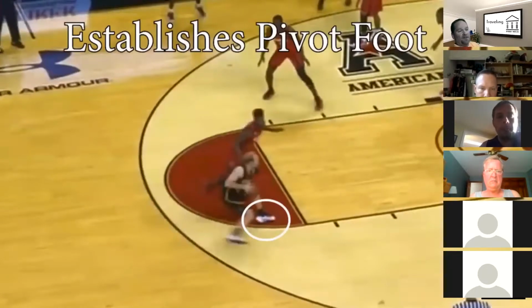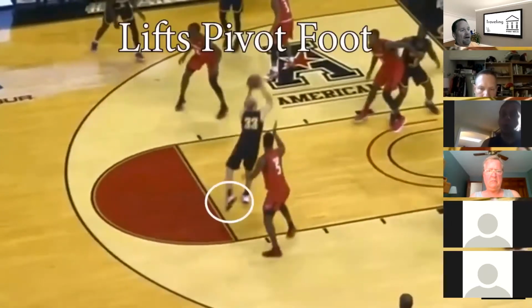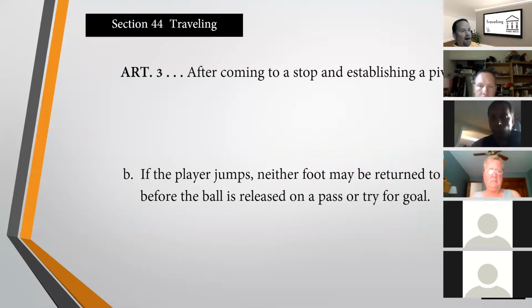Okay, he's established his pivot foot, right? 1 foot on the floor. He's actually pivoting pretty well, and he picks it up. Traveling or not? No. Layup. Yeah. Not traveling because he's allowed to pick up his pivot foot, and once he does that, he can shoot or pass. That is totally legal. All right?